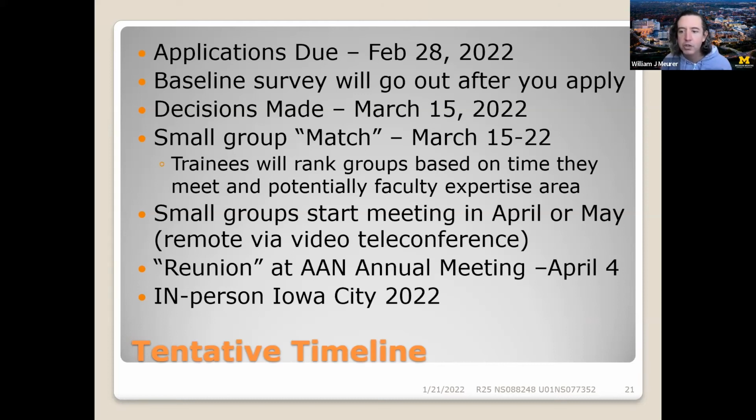And then once you get matched into the small group, you will be getting the schedule requests. We have a reunion at the American Academy of Neurology annual meeting. For those of you who are new to the course, obviously it won't be a reunion, but a potential chance to meet us in person, if you are there. And then the in-person course in Iowa City in July. All right, go to the next one.